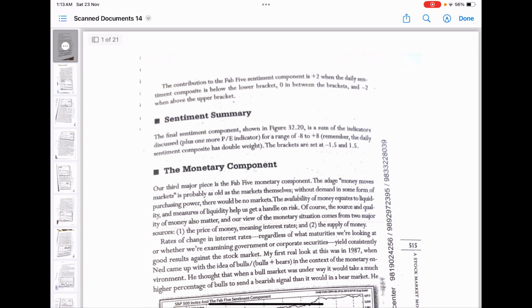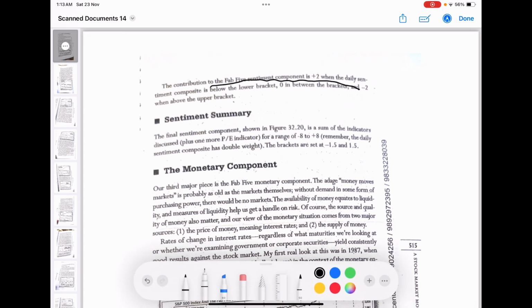Okay. The contribution to the Fab 5 sentiment component is plus 2 when the daily sentiment composite is below the lower bracket, 0 between the brackets, and minus 2 above the upper bracket. So whenever the daily sentiment composite is below the lower bracket, you give it a plus 2. Whenever it is above the upper bracket, then you give it a minus 2, and whenever it's between the brackets, you give it a 0.